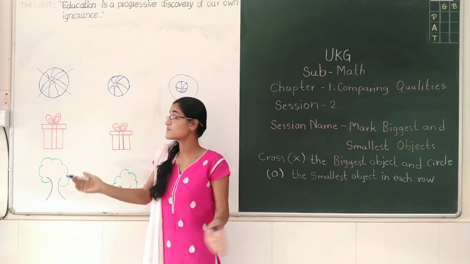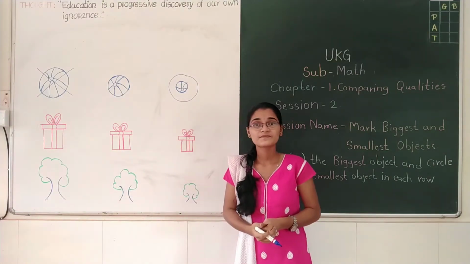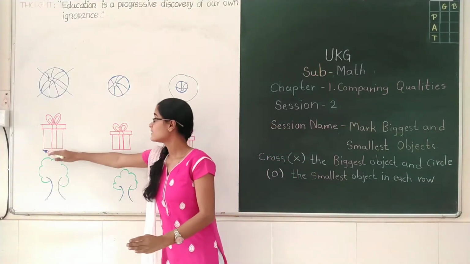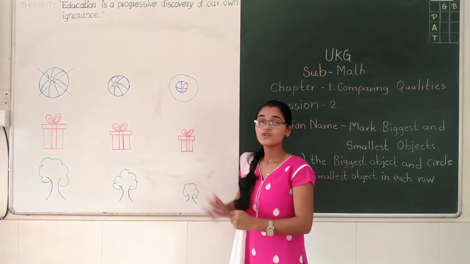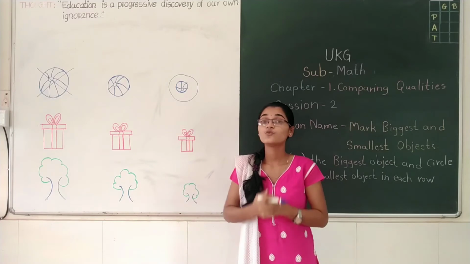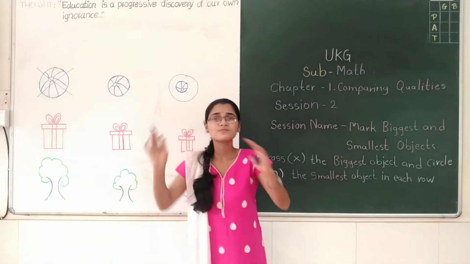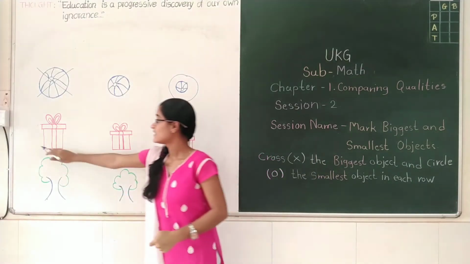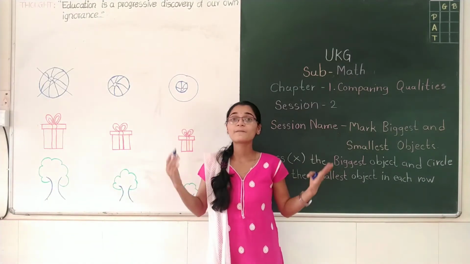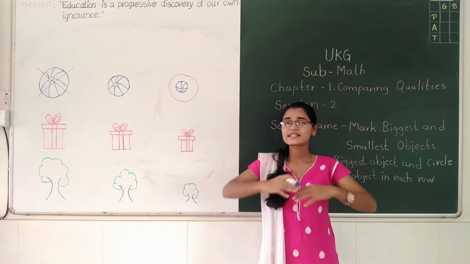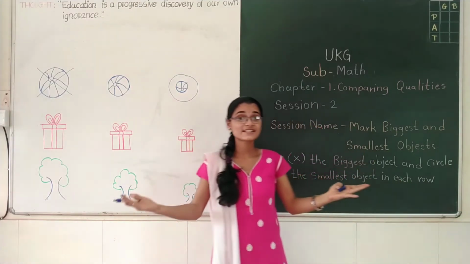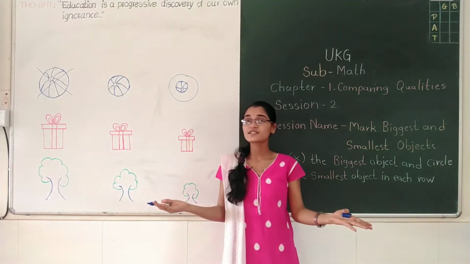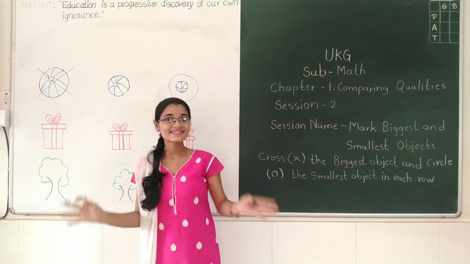But what is the difference between these three boxes? Their sizes are different, right? If we compare this box to the other two, what can we see? We can see this last box is much more big than the others. So when something is much more big than the rest, then we call it biggest, right? So which is the biggest box? This is the biggest box, right?